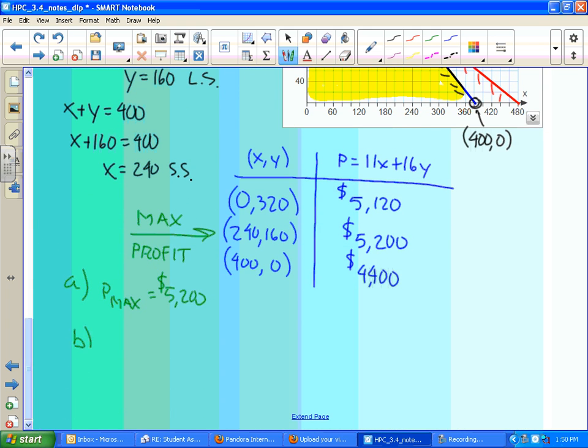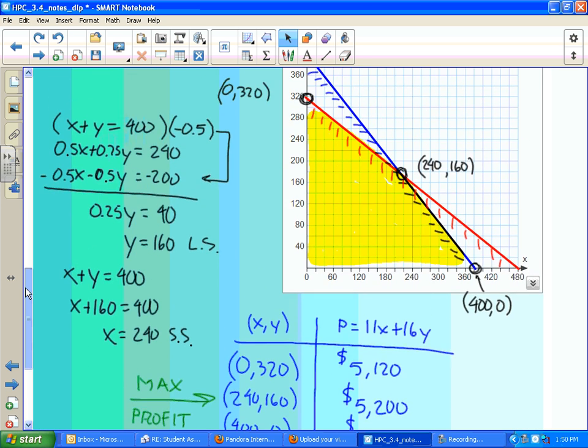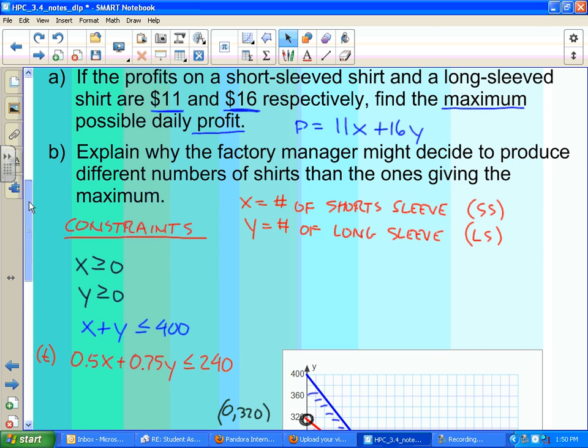All right, what about part B? This is a good part. It's also wise of us to not only be able to crunch the numbers, but let's now go a step further and be able to explain what we might find with this whole feasibility region thing. So the second question is why the factory manager might decide to produce different numbers of shirts than the ones giving the maximum.